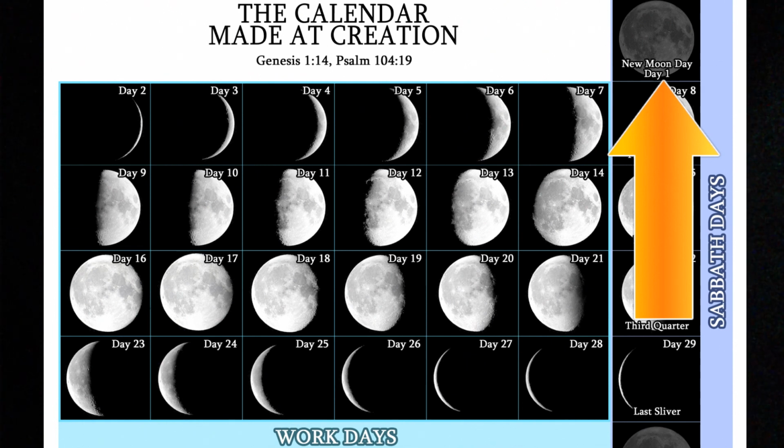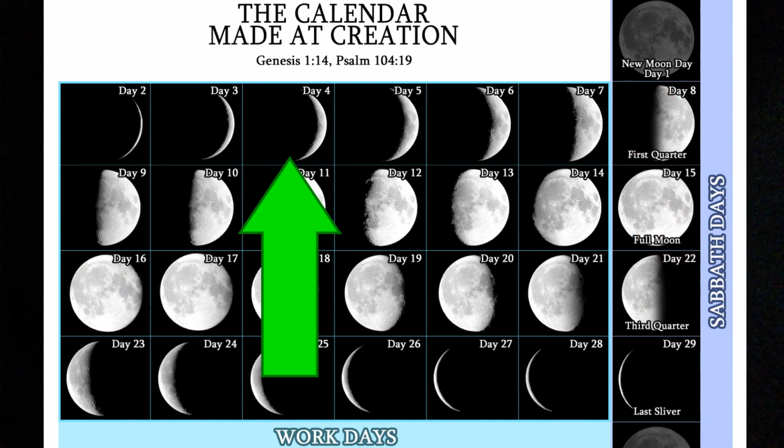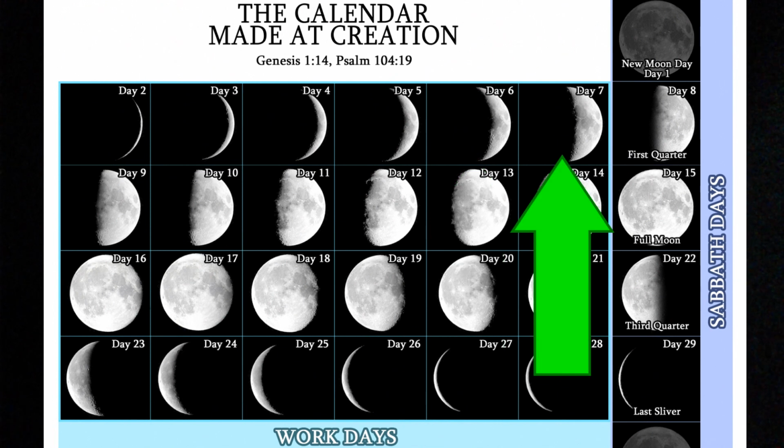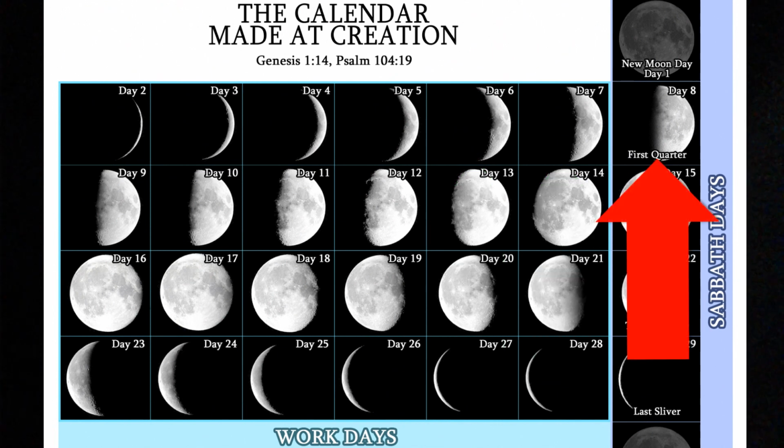So you start counting from the day after the new moon day. You count day 1, day 2, day 3, day 4, day 5, day 6, and then day 7, which is the Sabbath day. And then you observe the Sabbath.